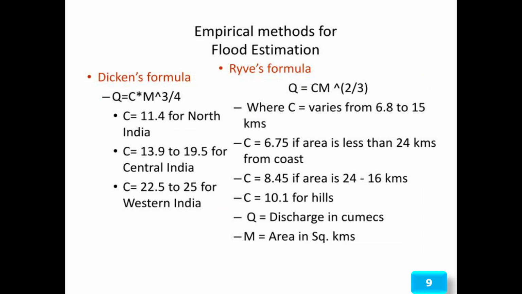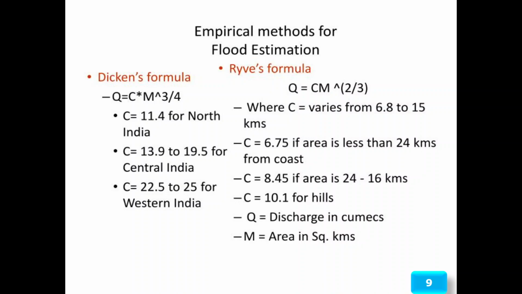Empirical methods for flood estimation: the Dickens formula, Q is equal to C into M to the power 3 by 4, where C is equal to 11.4 for North India, 13.9 to 19.5 for Central India, and 22.5 to 25 for Western India. Depending upon the climatic condition, the values of C will differ. Then the Ryves formula, Q is equal to C M to the power 2 by 3, where C varies from 6.8 to 15.